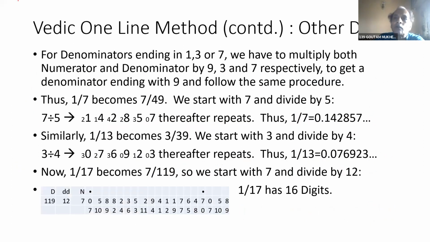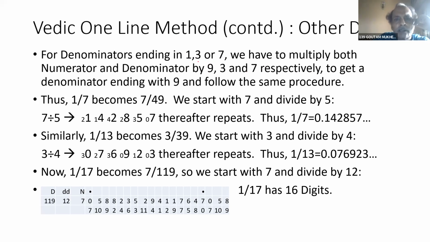Now you may say that you are talking only of the form 19 and 29 and so on. What about others? Now I want to say that for something ending in 1, 3, or 7, we have to multiply both numerator and denominator by 9, 3, and 7 respectively. So 1 into 9 becomes 9, 3 into 3 becomes 9, and 7 into 7 becomes 49, which is ending in 9.